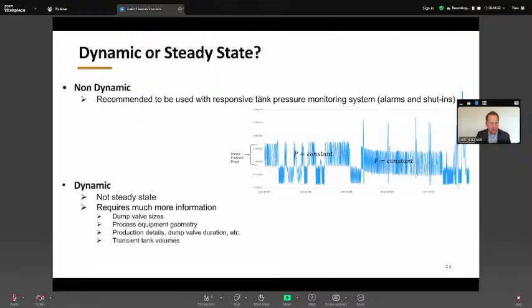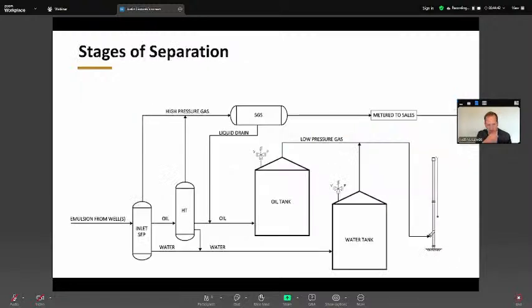So we kind of talked about non-dynamic and dynamic, but typically with non-dynamic, we want tank pressure monitoring so we can keep ourselves out of trouble. As we're looking through this, then we want to look at your stages of separation. We want to determine, okay, how many stages are going through, how much flash are we able to take away?